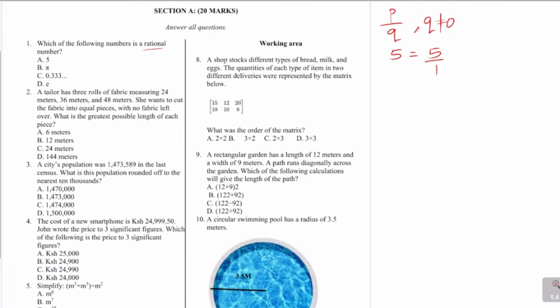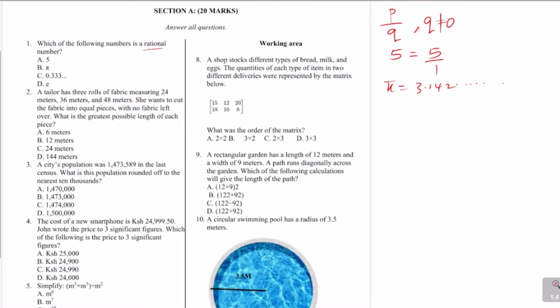Let's see the others. What about pi? Pi is simply 3.142, and it is non-terminating. It doesn't end. The decimals will not end. We refer to that as non-terminating, and therefore that one cannot be expressed in the form P divided by Q. We go to C. When you look at C again, you can see that the number is recurring, 0.3333, so it is non-terminating, and therefore that one will be rational.